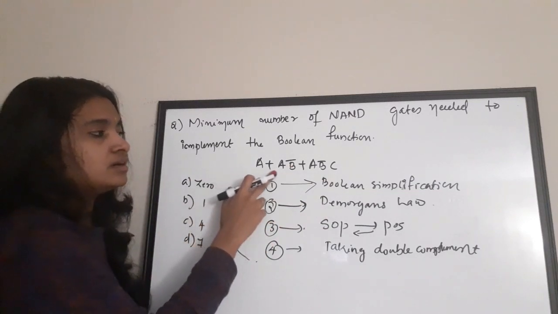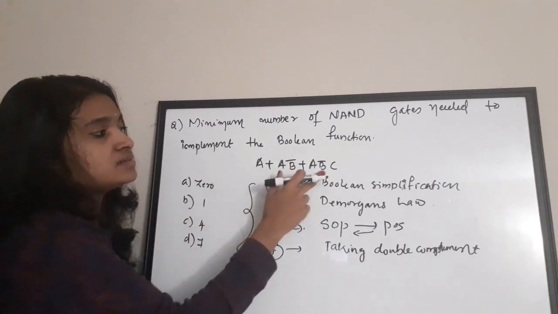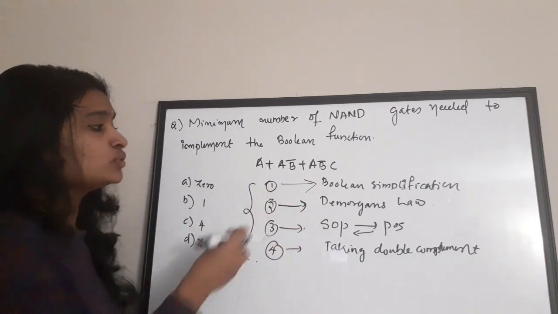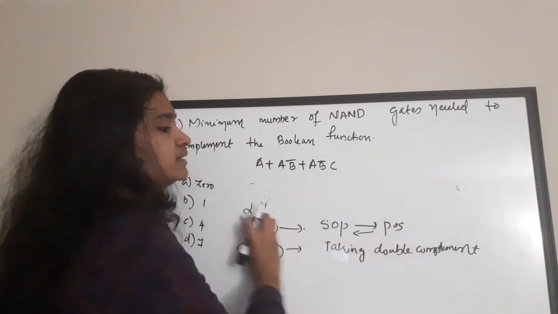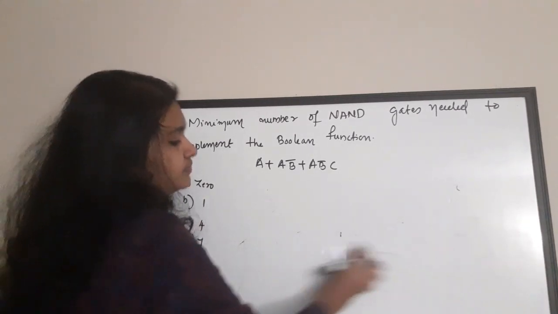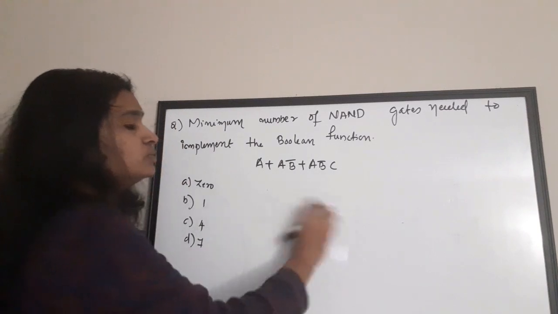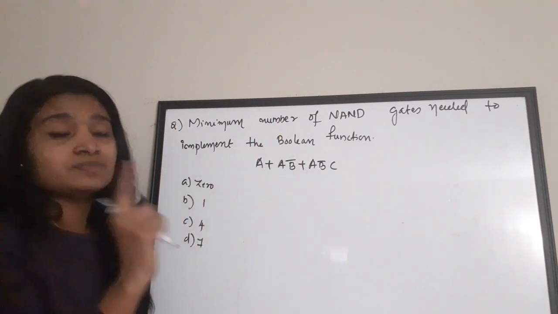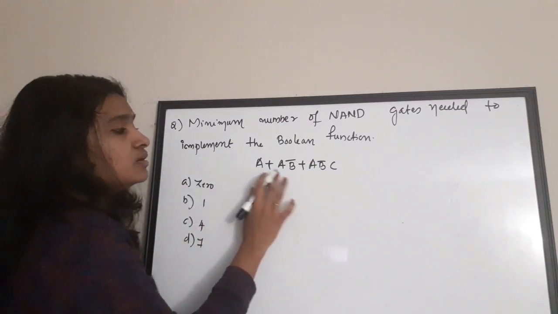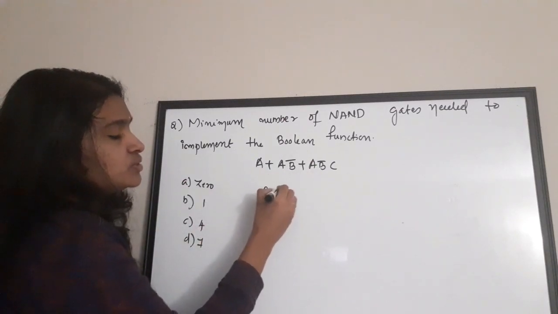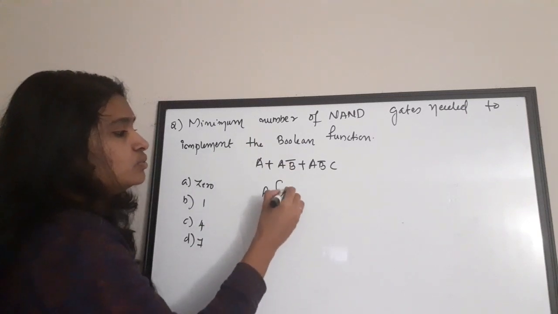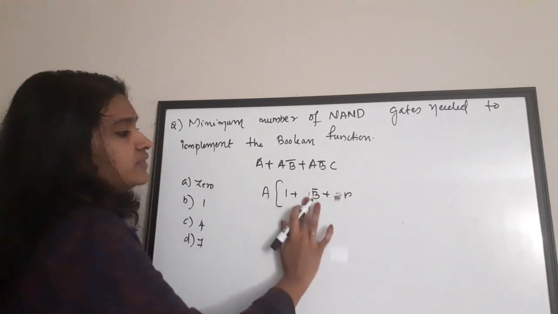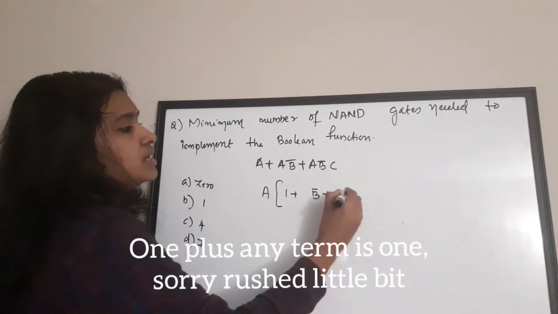Here this is a very simple expression, right? If you see the expression, all these terms have A as common. So we need only Boolean simplification here. We don't have to go for De Morgan's law or SOP or other methods. We can do this by simply simplifying this expression. That is, Boolean simplification I'm going to do. Here all these terms have A as common. So I'm going to take A as common: A into 1 plus AB bar plus AB bar C.